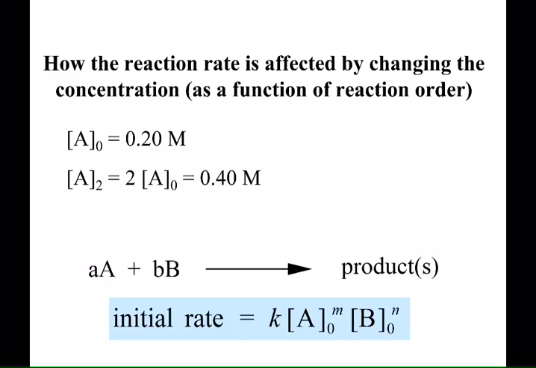So for our second experiment, we're going to change it up. We're going to call it A2. We're going to multiply the original initial concentration by 2. And so instead of 0.20 molar, we're going to be 0.40 molar. Okay, so you kind of got that right.